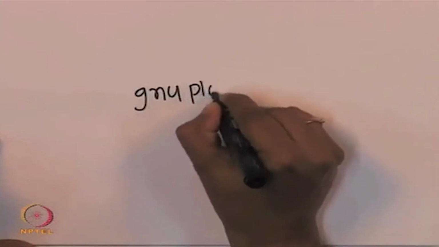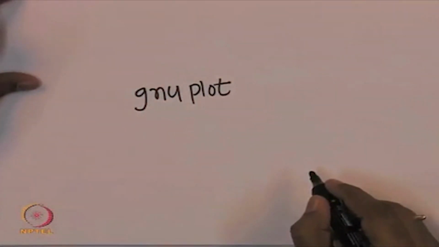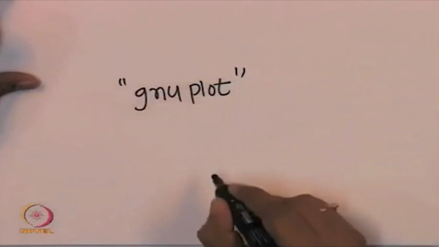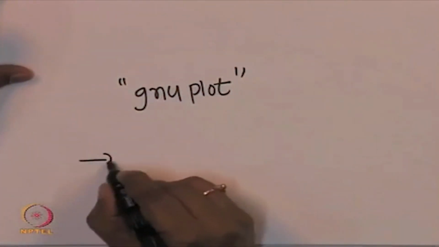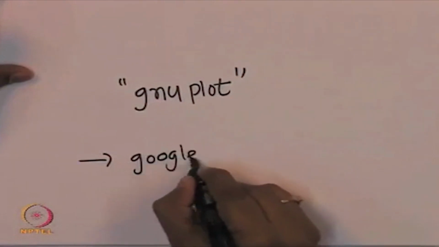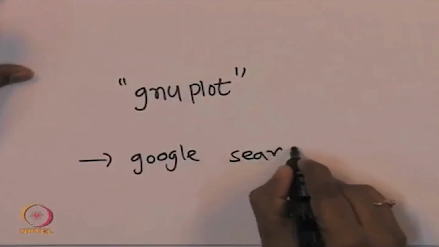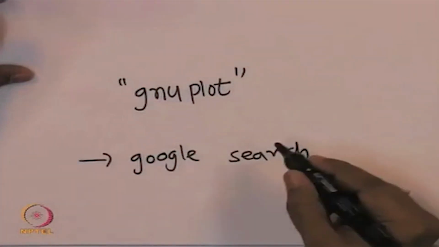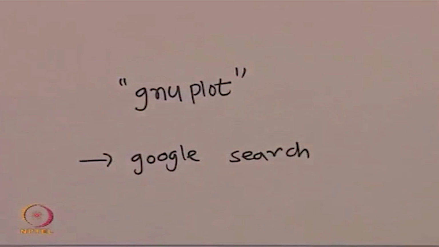Let me write it here. It is called GNU plot, and if you Google search for GNU plot, the first website you will get is this. From there you can download this software and install it, and once you install, you can use the software. It is very simple, and you can plot almost any function that you want.